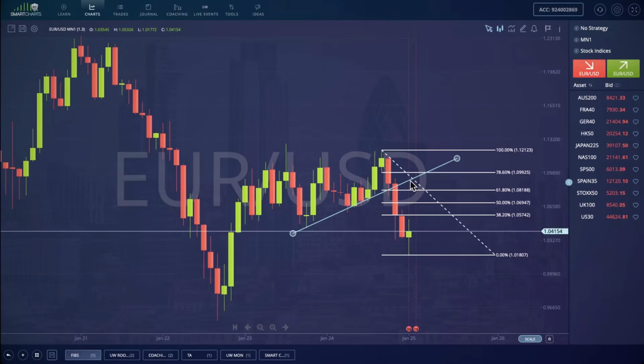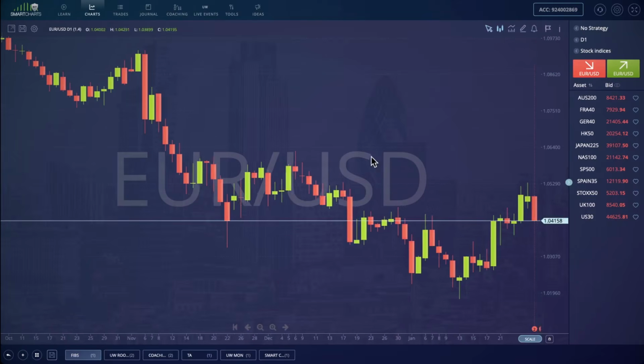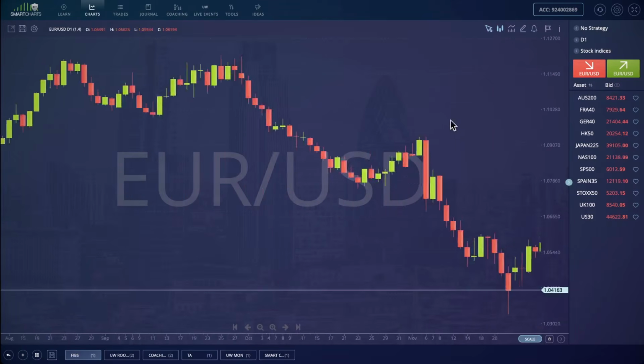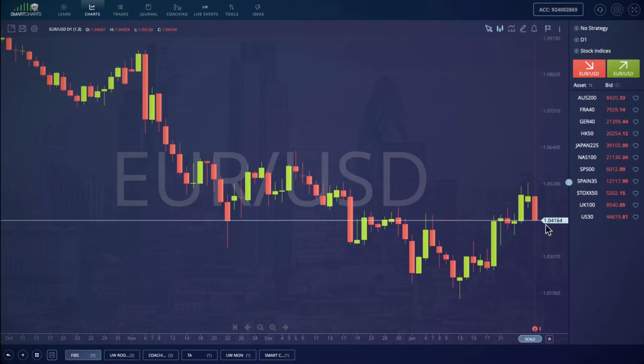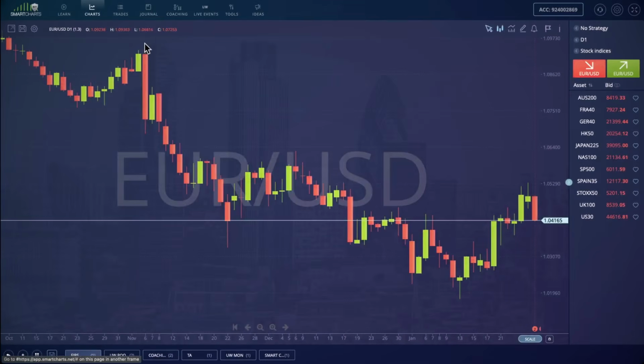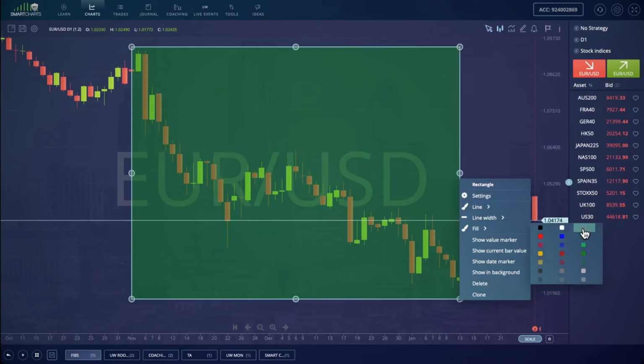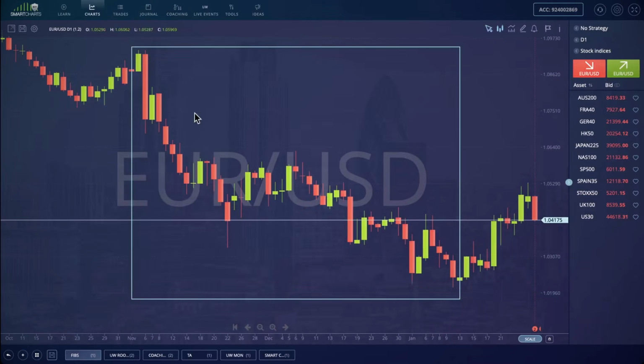Let me explain. I'm just going to head over to Euro Dollar now, and I'm going to head over to a daily time frame. Let's just get rid of this Fibonacci here. Now, as we can see on this daily, the market has been trending beautifully to the downside here. So let's just take this scenario here, and I'm just going to highlight this area of this trend. Let's make sure you can all see it by removing the fill.